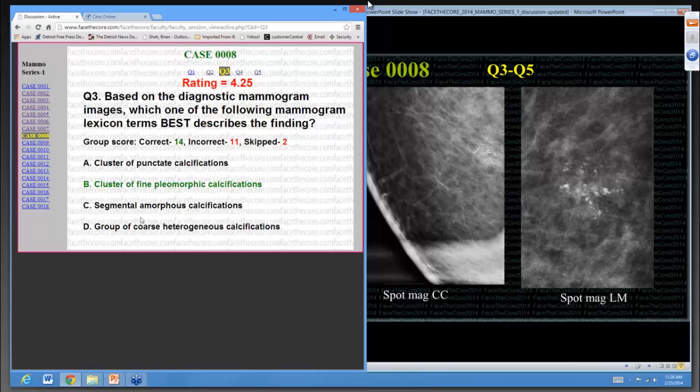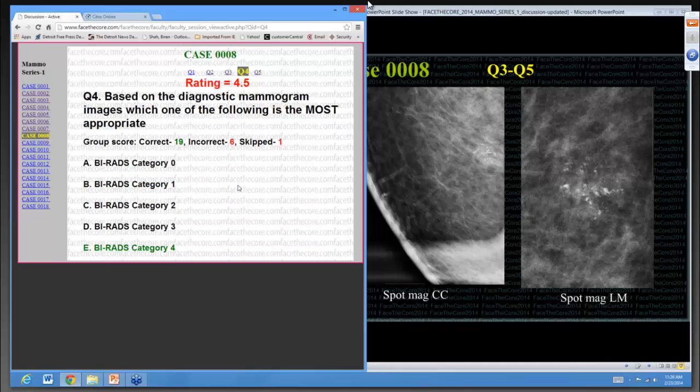The other answer choices, it's not segmentally distributed. Group calcifications are calcifications that are less than 5 calcifications in a cubic centimeter. That's not the case. And we don't have punctate calcifications, a cluster. These are kind of different shapes and sizes. So B would be the correct answer choice.